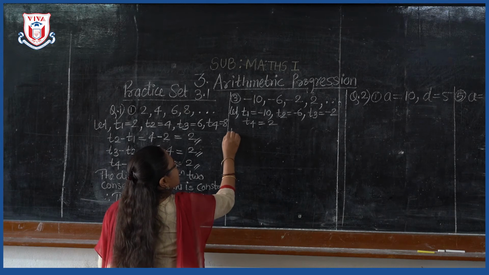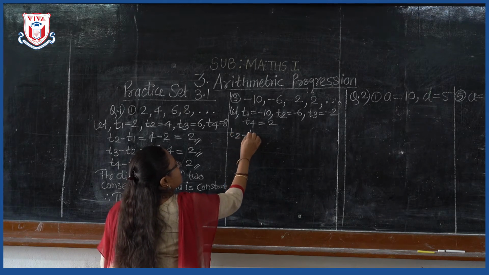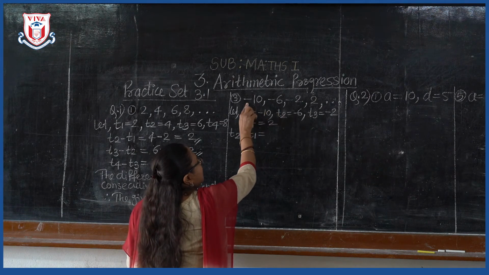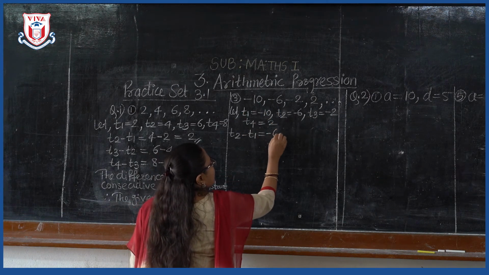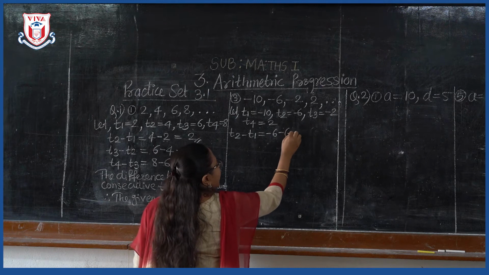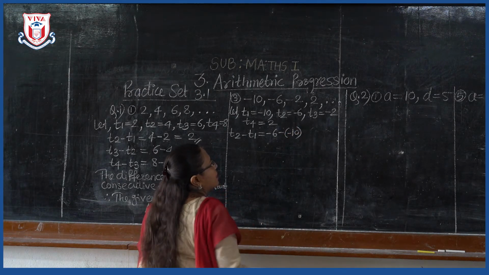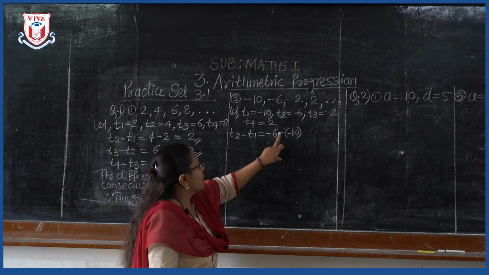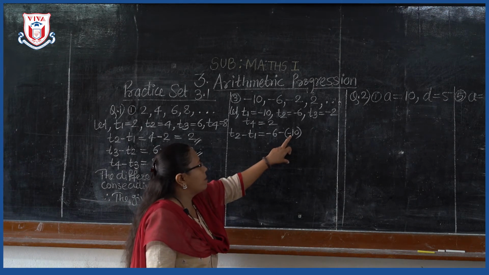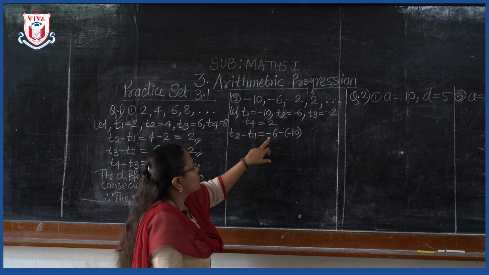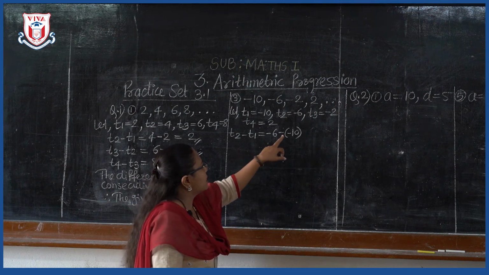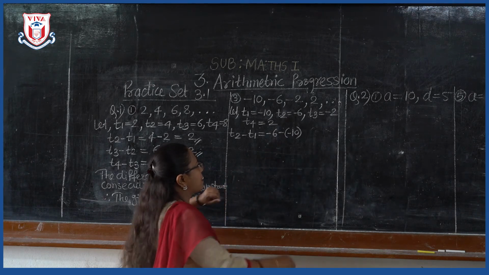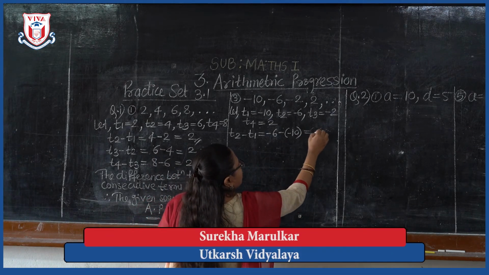T2 minus T1. T2 is minus 6 and T1 is minus 10. So minus 6 minus bracket minus 10. Now when negative terms are there, be careful here, this minus into minus will become plus. So here you will get minus 6 plus 10. So minus 6 plus 10 you will get answer 4.